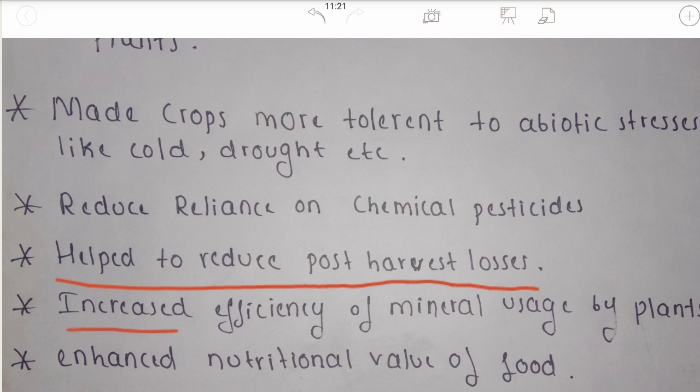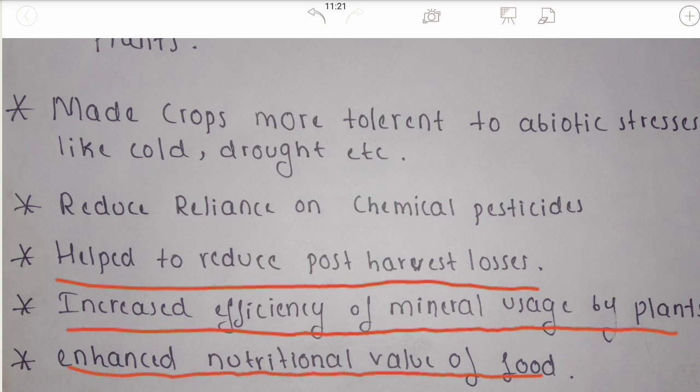Okay. Increased efficiency of mineral usage by plants. Then plants can take up more minerals, which is a very big advantage, right? Then enhanced nutritional value of food. The food we get has more nutritional value. Example, golden rice, which is vitamin A enriched rice. So we get more nutritional food to eat.